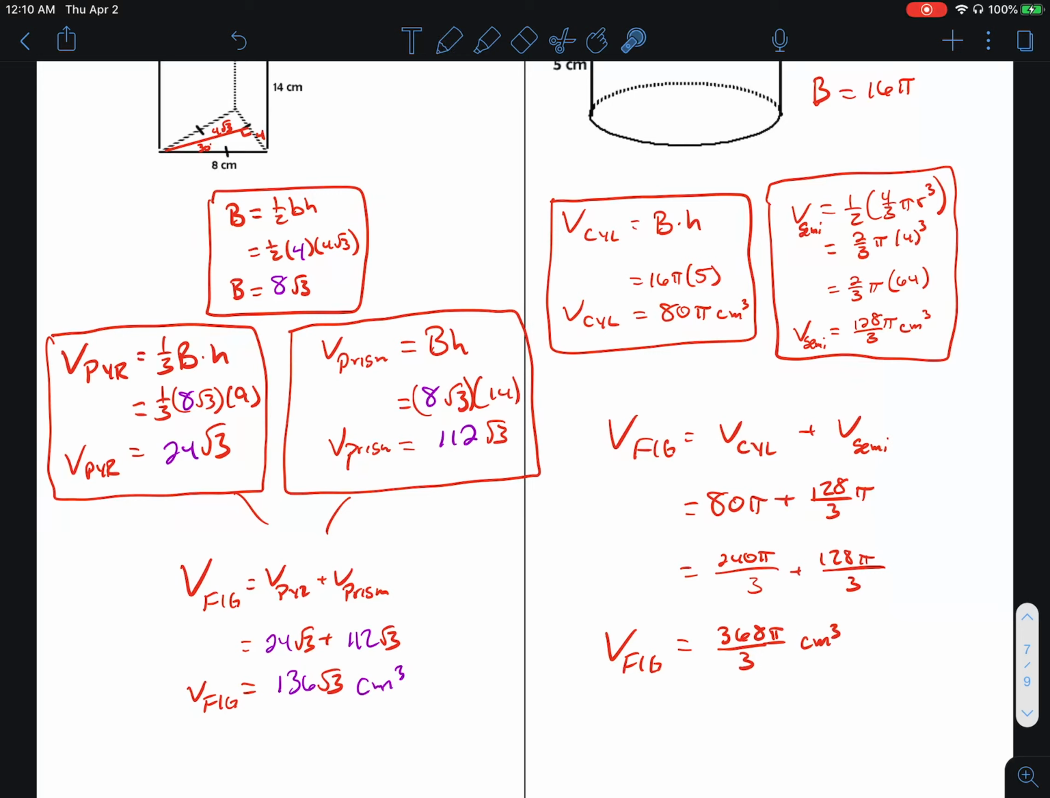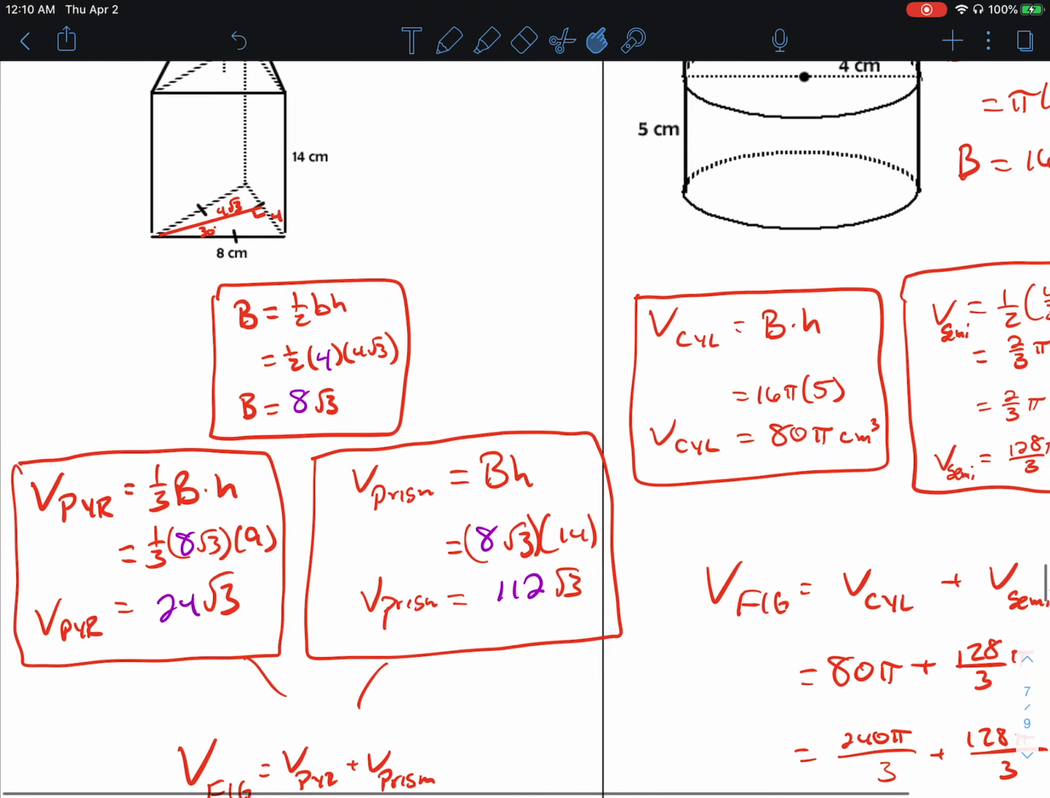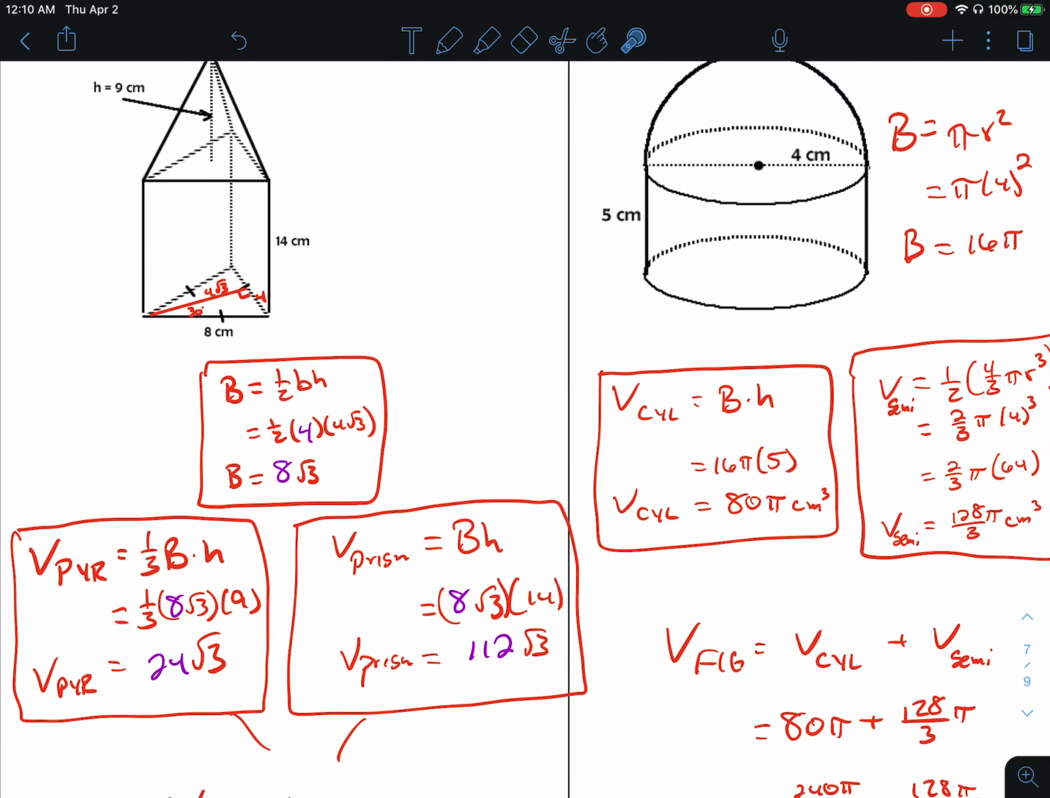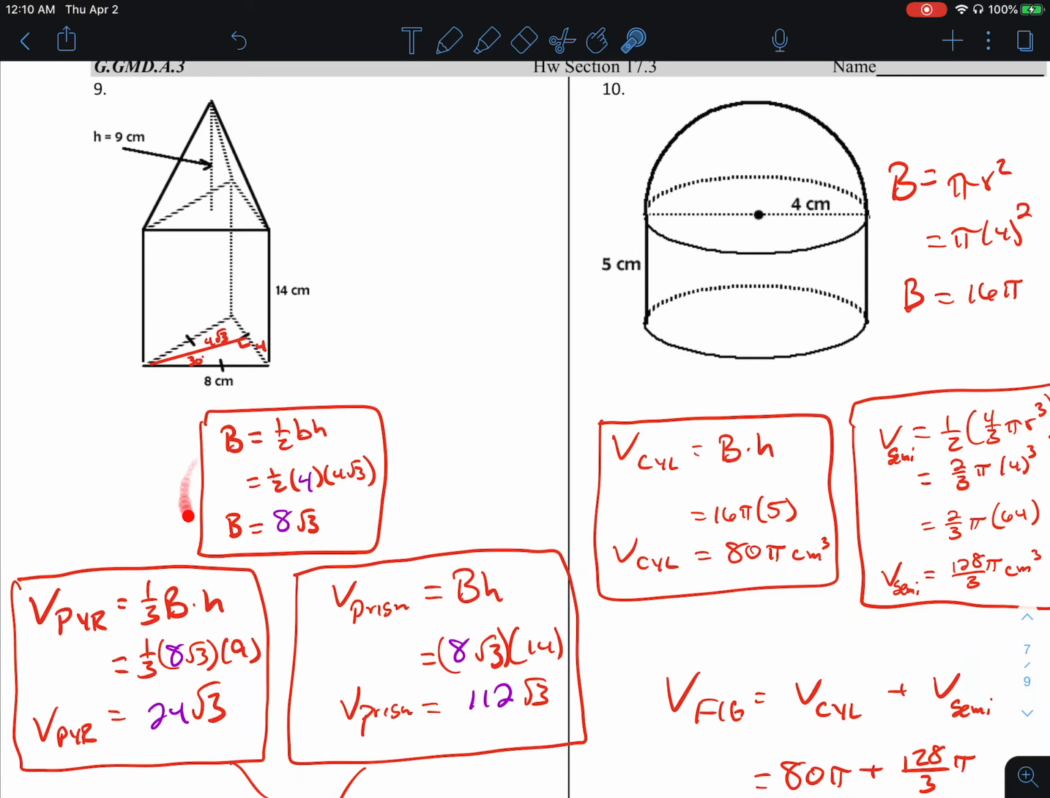Anyhow, sorry about that. Getting back to the problem, I'm just trying to fix some mistakes there. Once you know the area of the base, that's the hardest part. For the pyramid, which is this part here, it's 1/3 the base times the height. The height it shows is 9. 1/3 of 9 is 3. 3 times 8 is 24. So it's 24 square roots of 3 cubic centimeters.